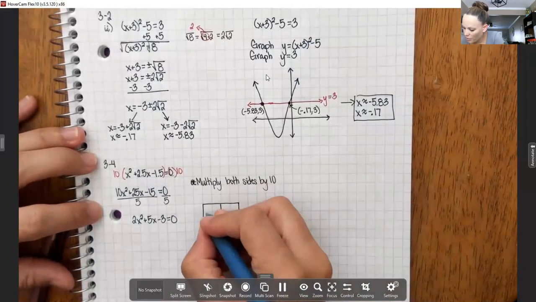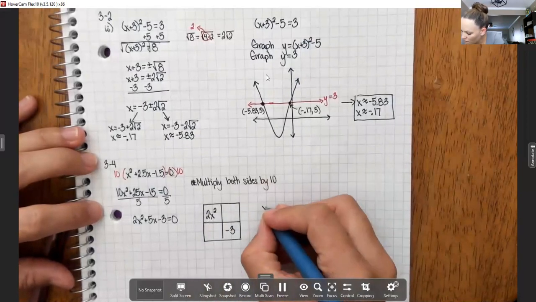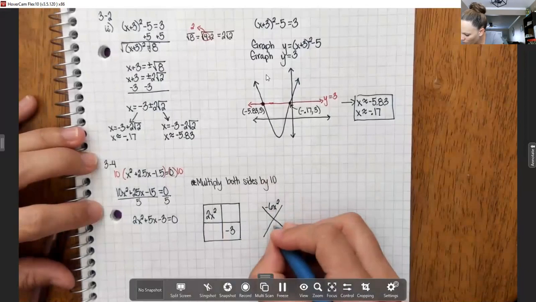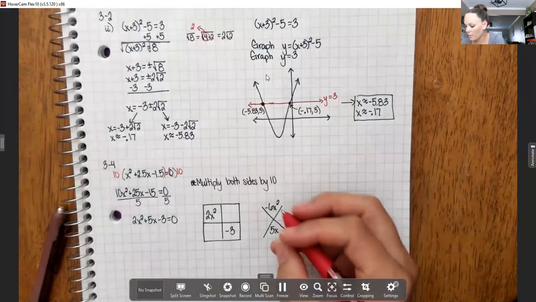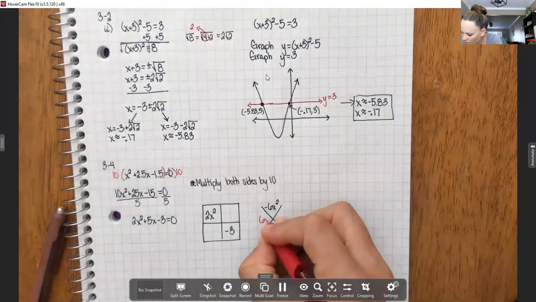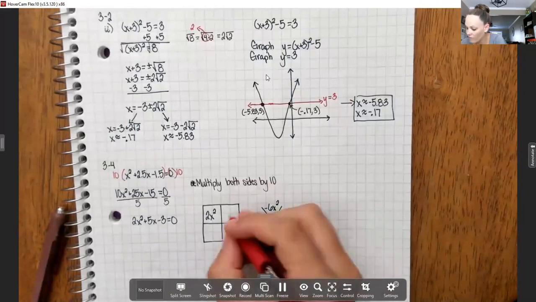So remember, your A term goes in first with your C, your constant, diagonally. You multiply those to get negative 6x squared. And then this is going to be 5x. Your B term, your middle term, goes on the bottom. So the sides of our diamond will be 6x and negative x. 6 times negative 1 is negative 6. 6 minus 1 is 5.